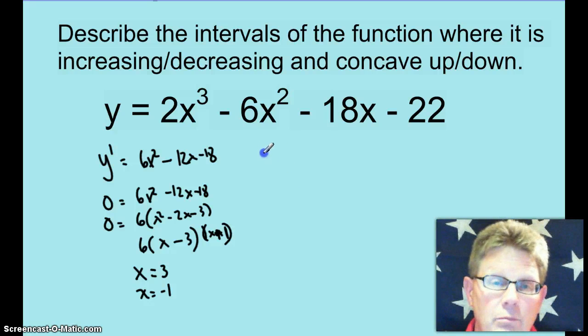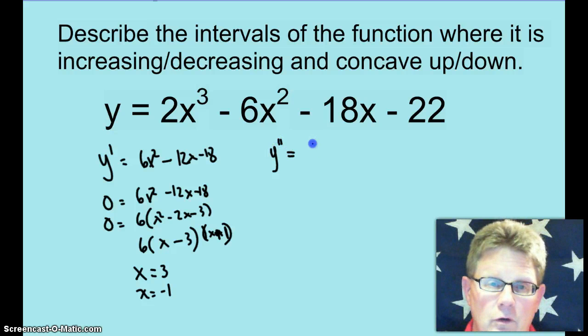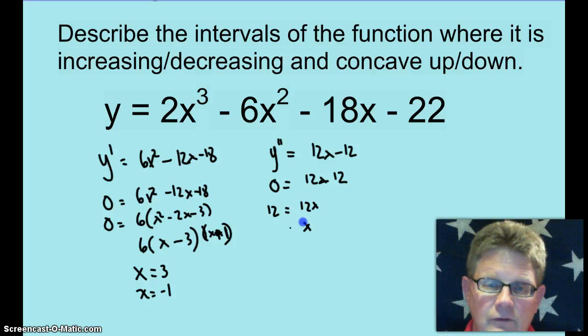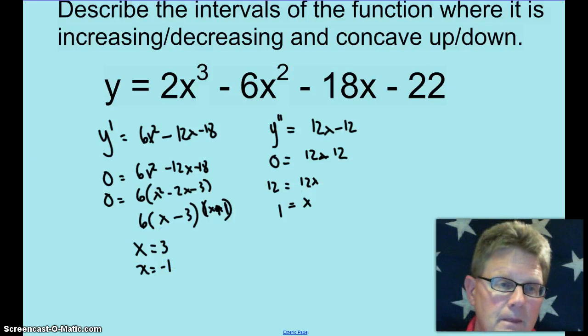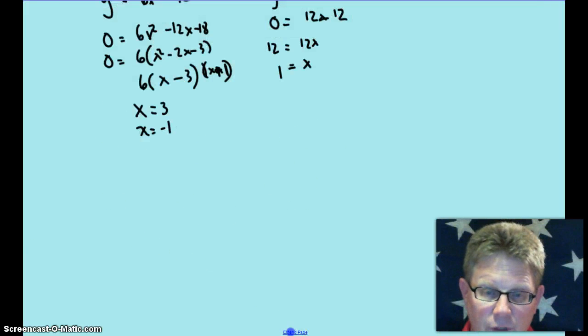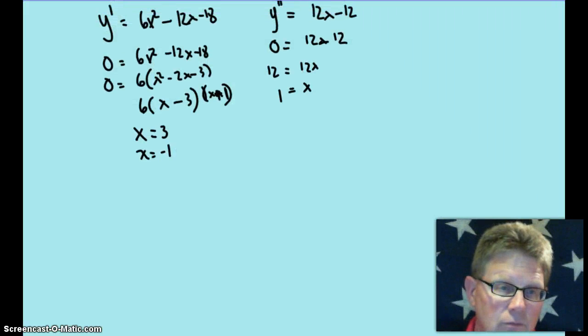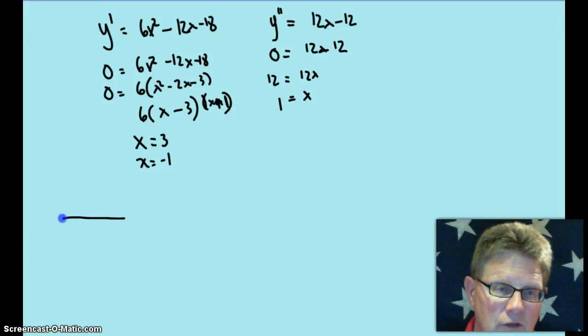The other critical point is where the second derivative is equal to 0. Y double prime equals 12x minus 12. 0 equals 12x minus 12. 12 equals 12x. X equals 1. So our three critical values are 3, negative 1, and 1. Okay, what we're going to do next is we are going to set those values on a nice little number line.